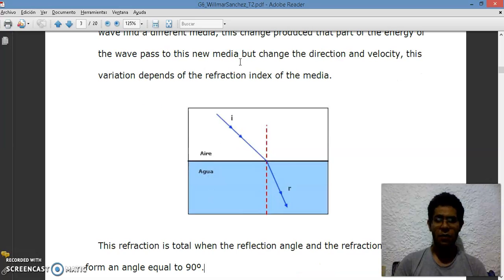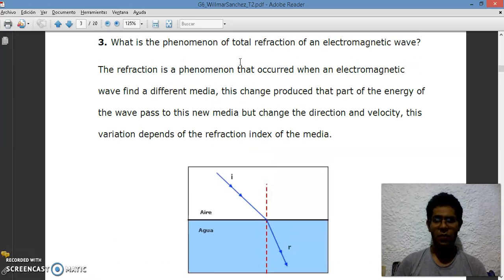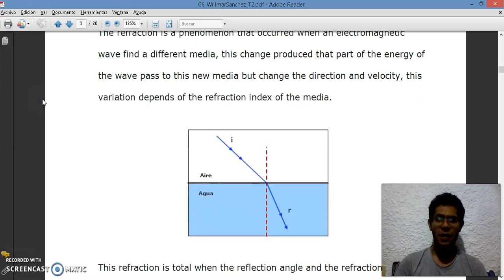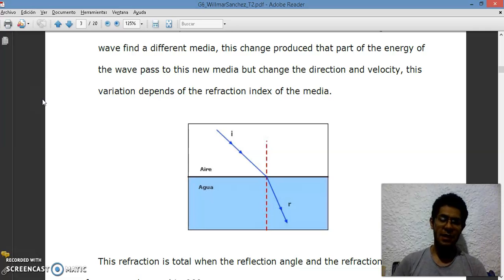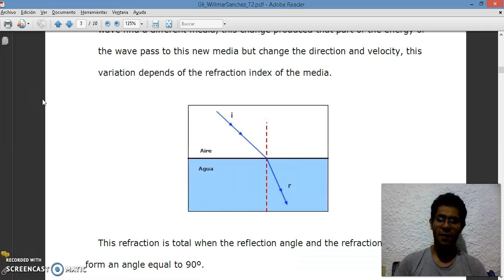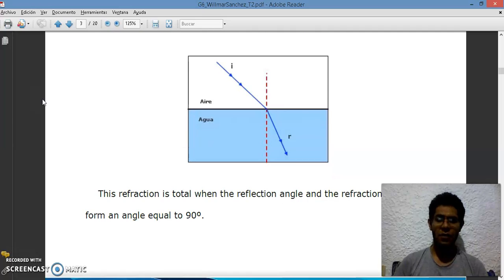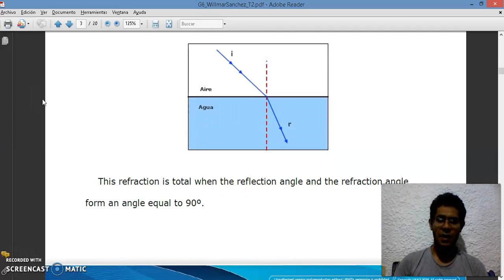Three. What is the phenomenon of total refraction of an electromagnetic wave? Okay, refraction is the energy that passes to the new media, and total refraction exists when the reflection angle and the refraction angle form an angle equal to 90 degrees.